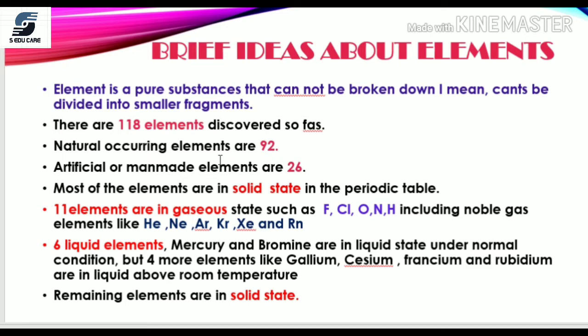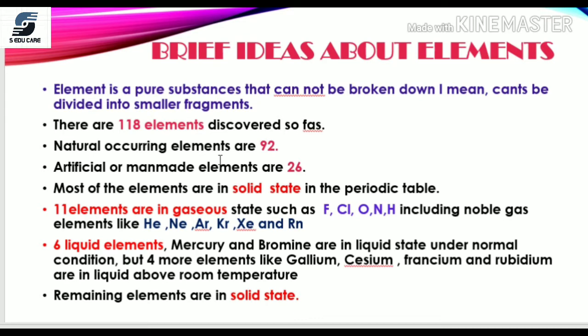Most of the elements in the periodic table are in the solid state. Apart from that, 11 elements are in the gas state, like fluorine, chlorine, oxygen, nitrogen and hydrogen, including the noble gas elements: helium, neon, argon, krypton and xenon.